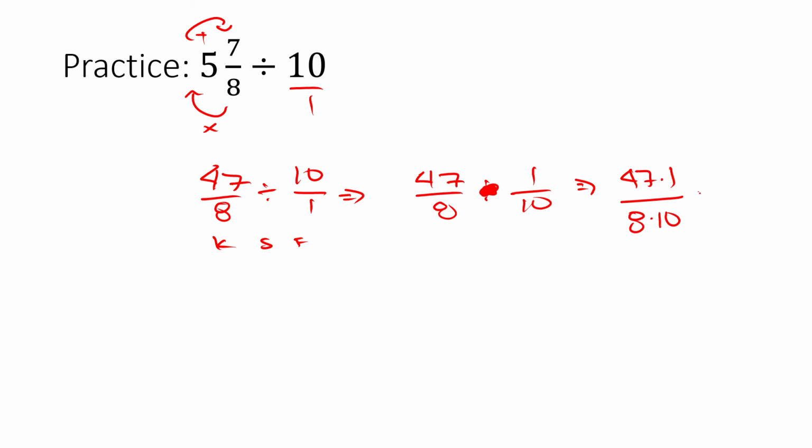Okay, so I can see already that I cannot divide any number with 47, so we can simply multiply across. 47 times 1 is 47, and 8 times 10 is 80. So your final answer is 47 over 80. Hopefully you got the same answer as me.